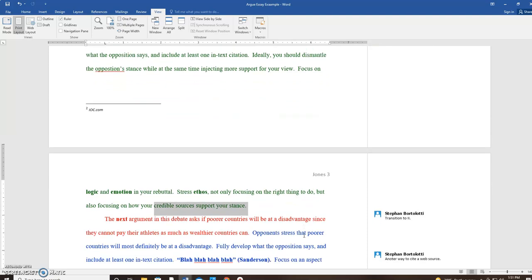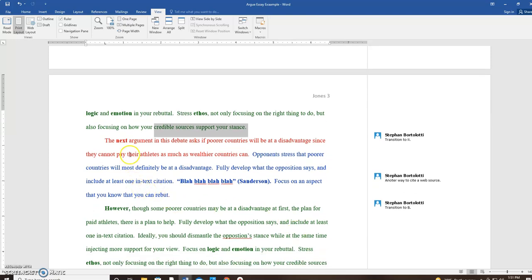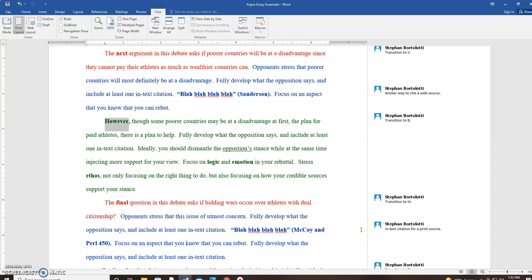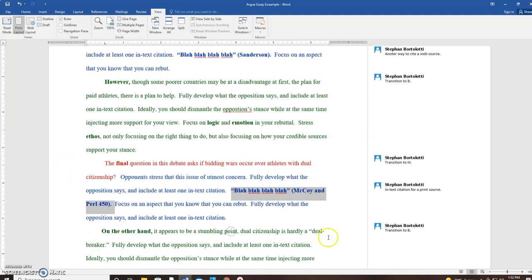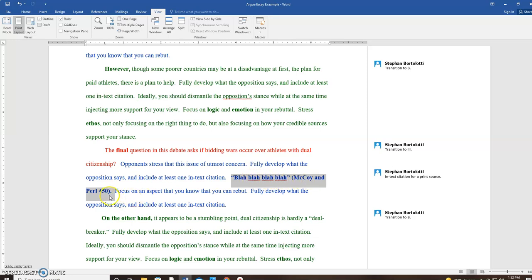Then once you get done with that, the pattern repeats. Go on to your next subtopic, using a transition, discuss the opposition, discuss your stance, your rebuttal. Notice the transition to the second subtopic. Notice the transition when you go into your rebuttal. And then the pattern continues. Take a look at this citation here. This is a citation for a print source. Notice the page number.